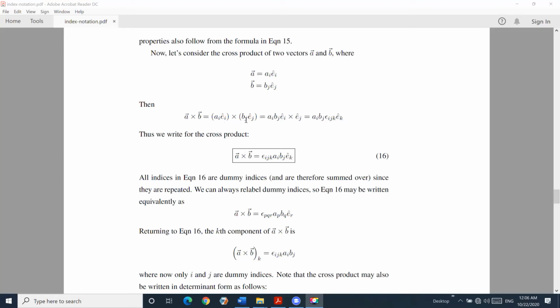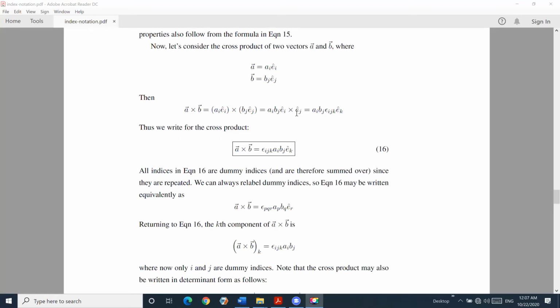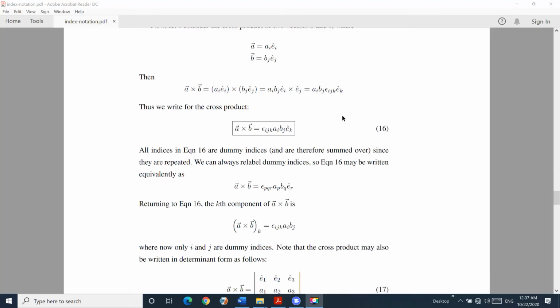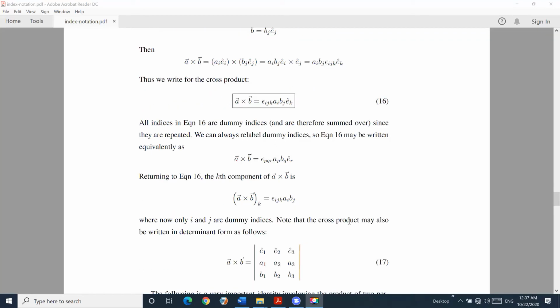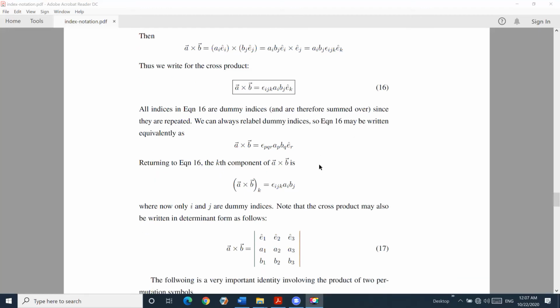give this form. Then the cross product is going to be like this: a_i and b_j, and the cross product between e_i and e_j. Then the cross product between e_i and e_j is going to be expressed in the above. We see that like this. And lastly, we write the cross product between a and b in this form.